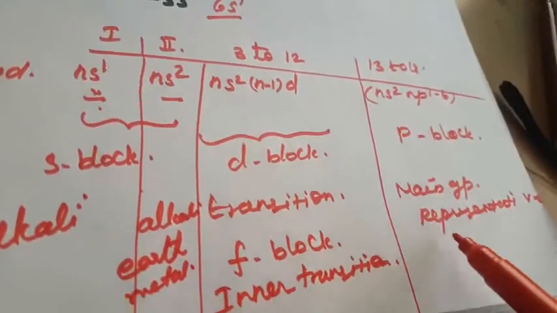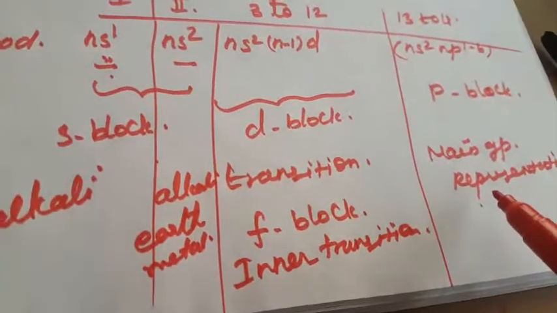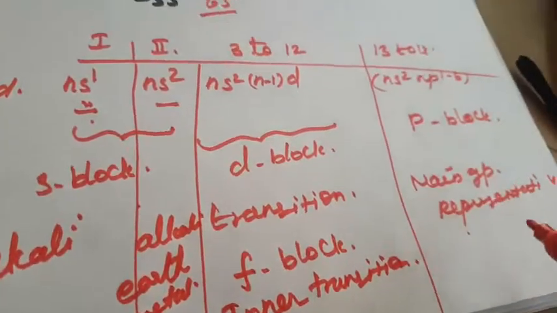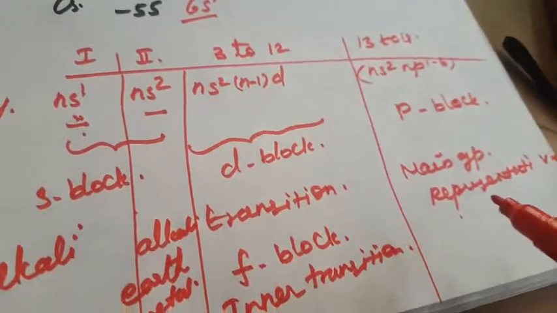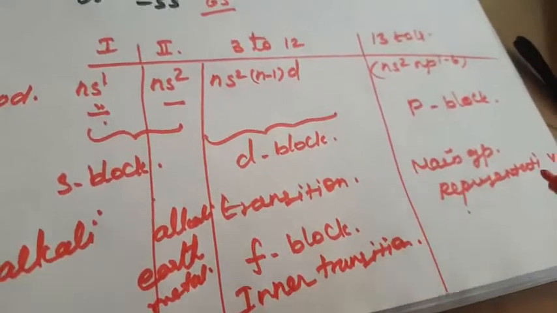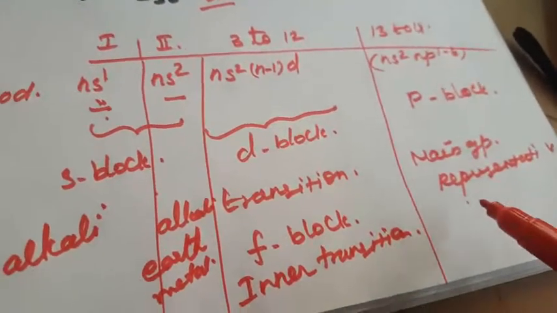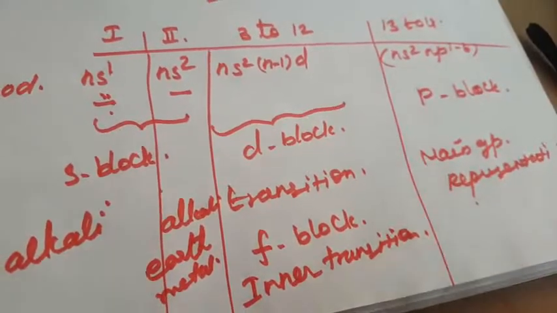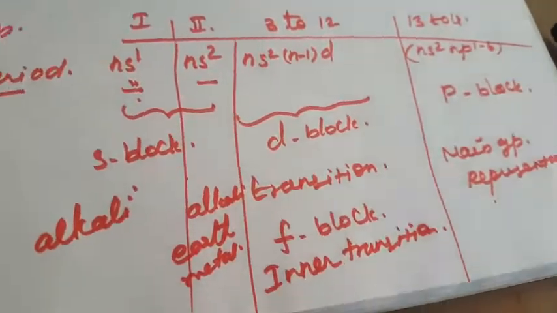The p-block elements are the main group elements. Why are they called main group elements or representative elements? Because all the important elements, such as carbon, which is important for life, oxygen, nitrogen, and also aluminium, are present in the main group elements. So it is called main group element or representative elements.